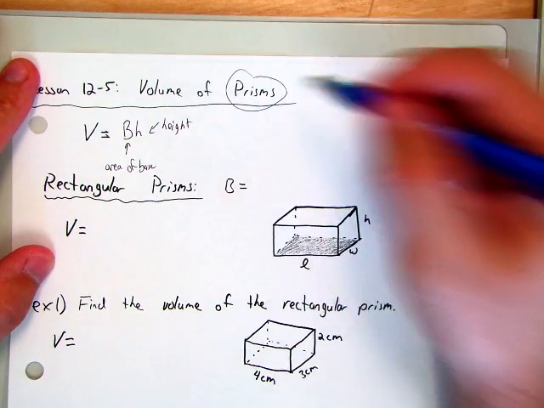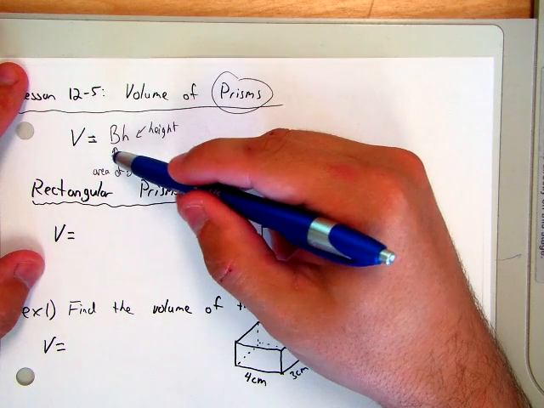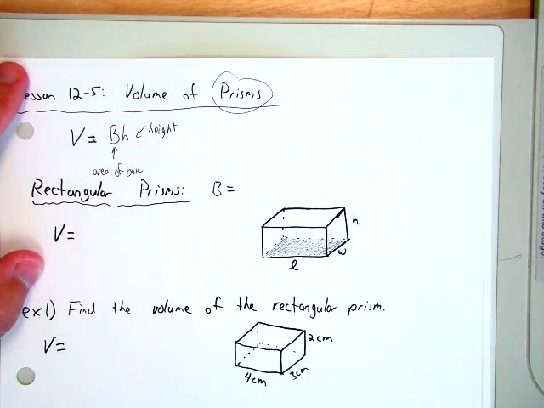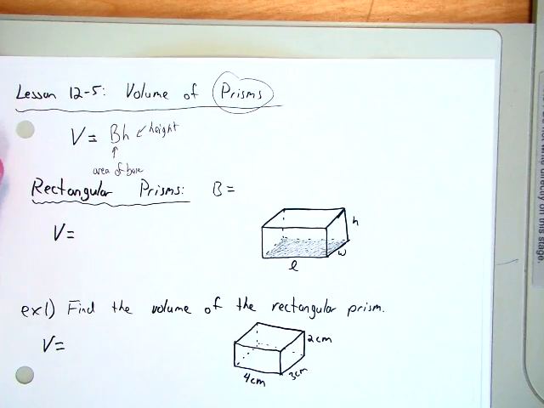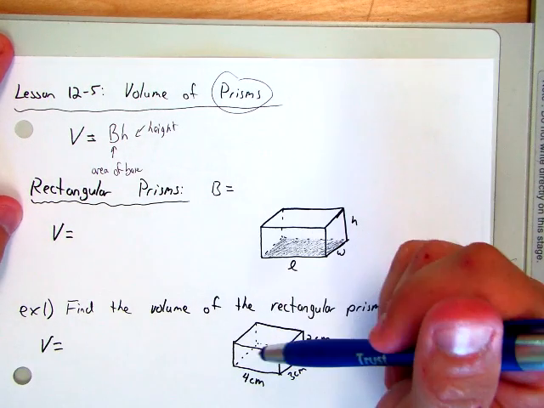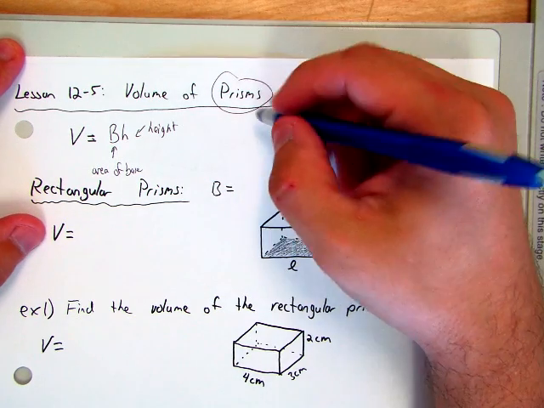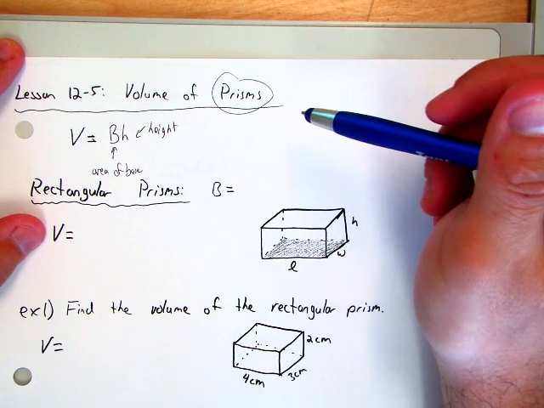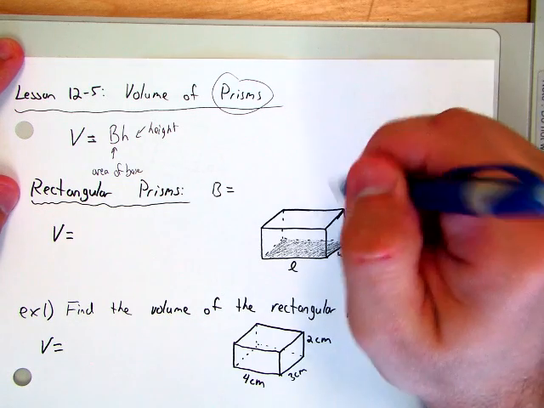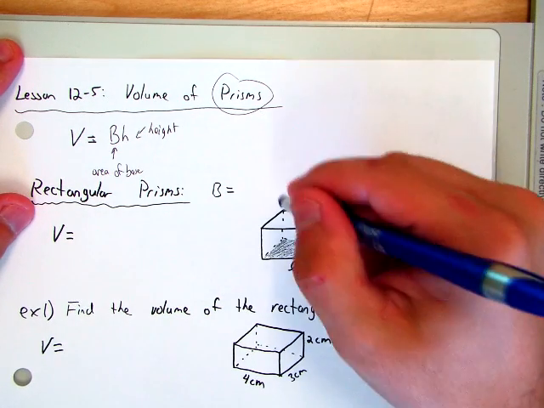Now, when it comes to prisms, the base is sometimes tricky to find because the base isn't always what it's sitting on. Now, with rectangular prisms, it's not a big deal. But with triangular prisms, which is going to be going on a little bit later, it is a big deal because the base of a triangular prism is a triangle.